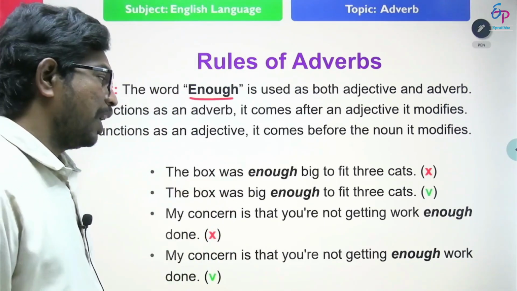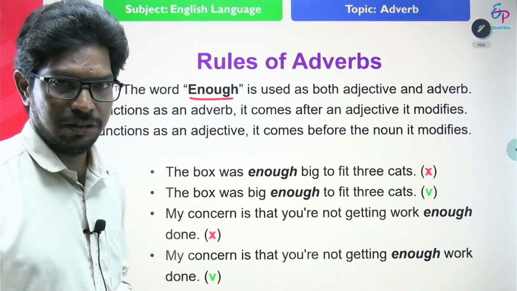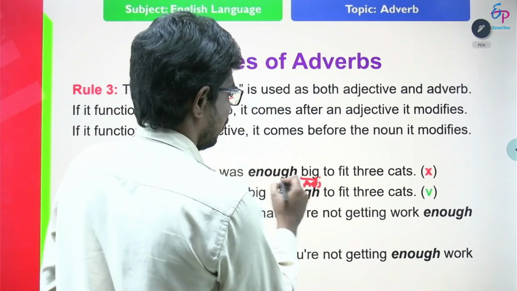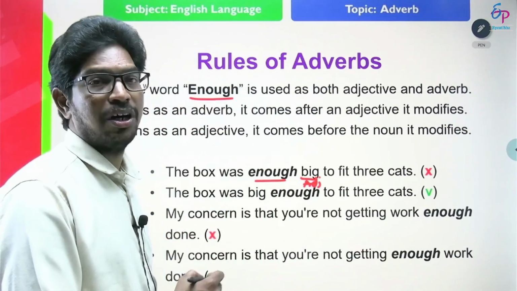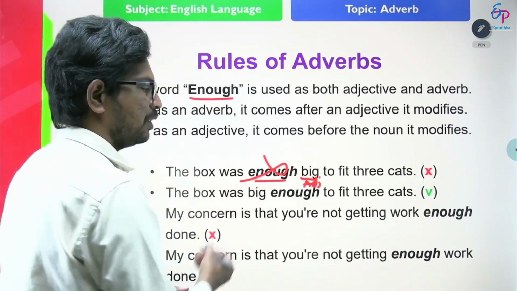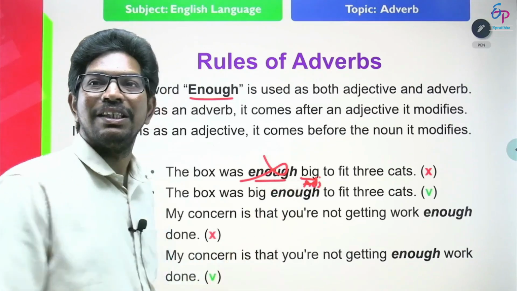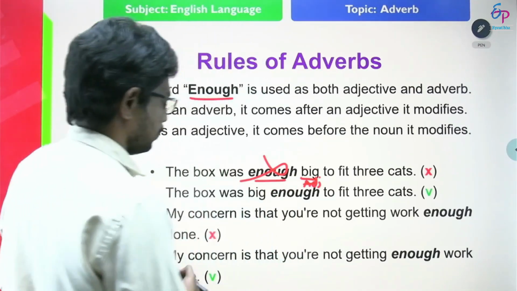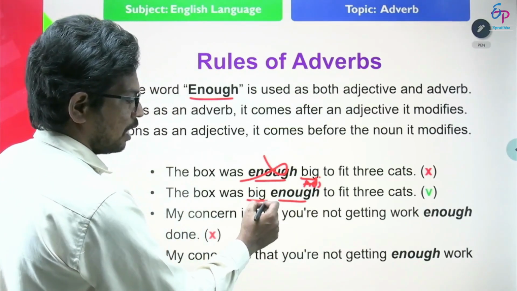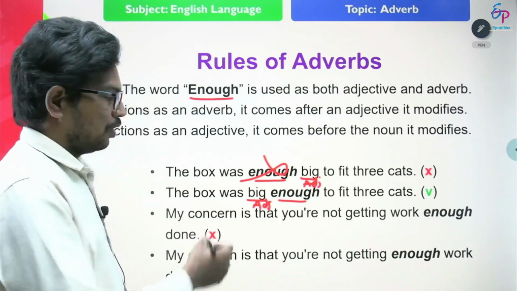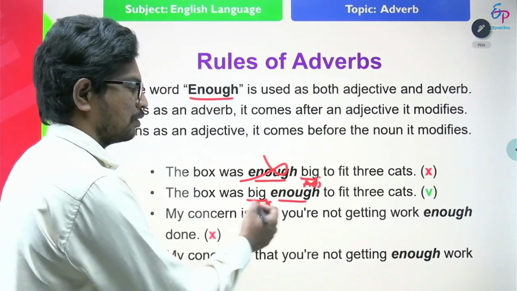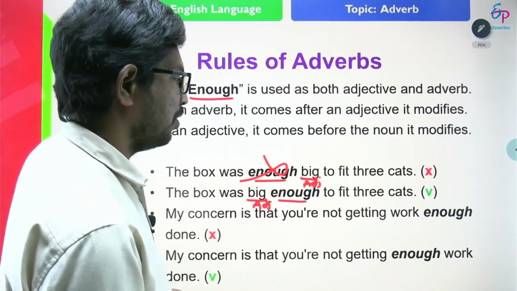The box was enough big to fit 3 cats. In this statement, big is an adjective. Now enough is functioning as an adverb to modify the adjective, so it is placed wrongly. Always remember, when enough is functioning as an adverb, it has to be placed after the adjective. The box was big enough. So after the adjective, enough has to be placed. So, the box was big enough to fit 3 cats. This is correct. Let us see one more statement and find out the error.